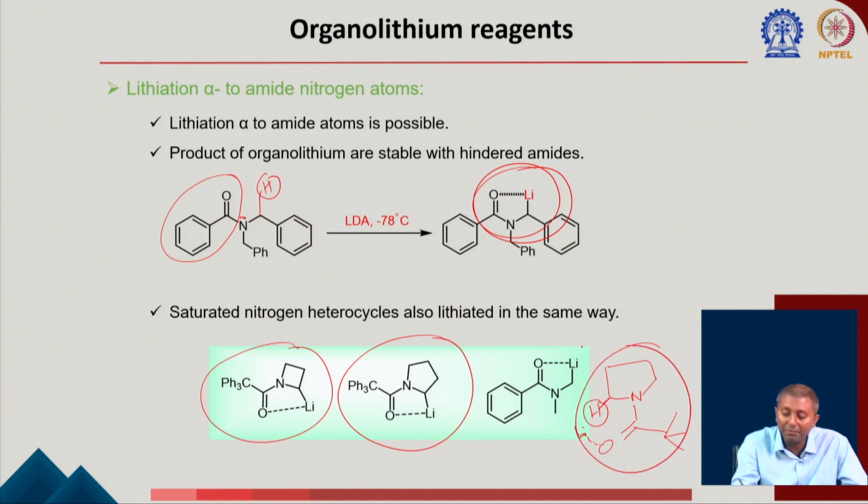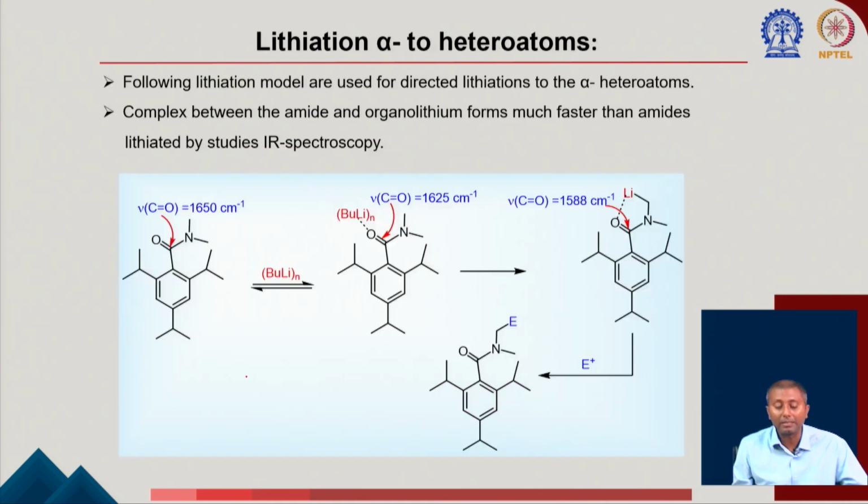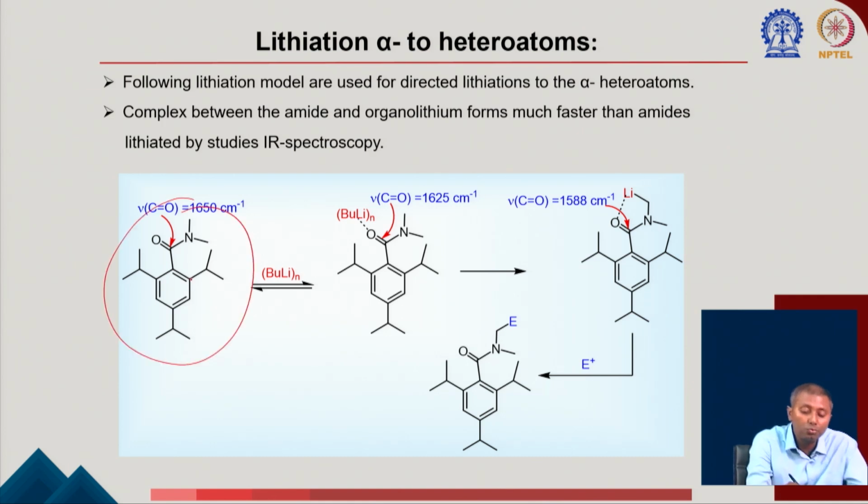You can see there are several different variations, but in every case one thing is very common: you put an electron withdrawing group on the nitrogen, and that oxygen is also acting as a chelating agent here. Then there is an example here. In this particular molecule, there is a 2,4,6-triisopropyl group. So once you have the isopropyl groups and this amide here, and you have this lithium, the lithium is going to coordinate with this oxygen, as you can see here.